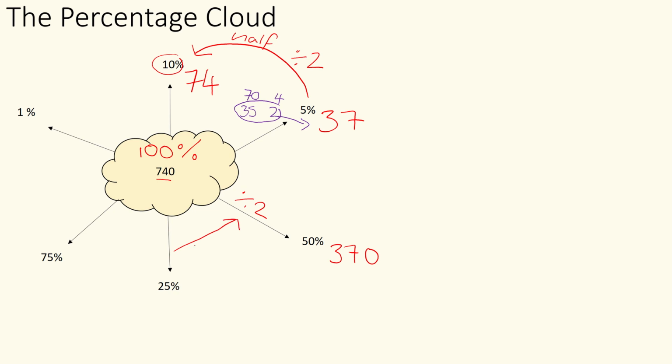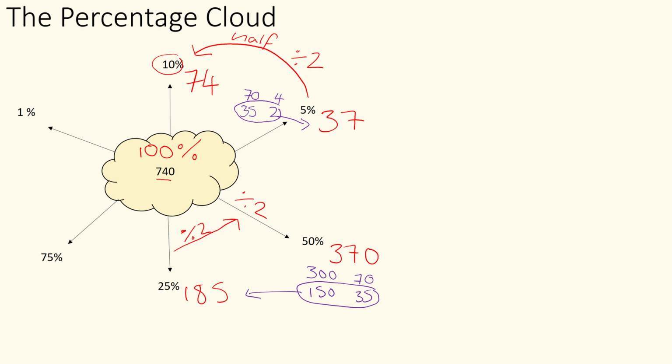25% is actually half of 50%, so we're just going to have to divide the 50% by 2. So 370 divided by 2 gives us 185. Again, if you weren't sure how to do that because of the awkward numbers, split it up into 300 and 70. Well, half of 300 is 150, half of 70 is 35, and then we add these together and that gives us 185.